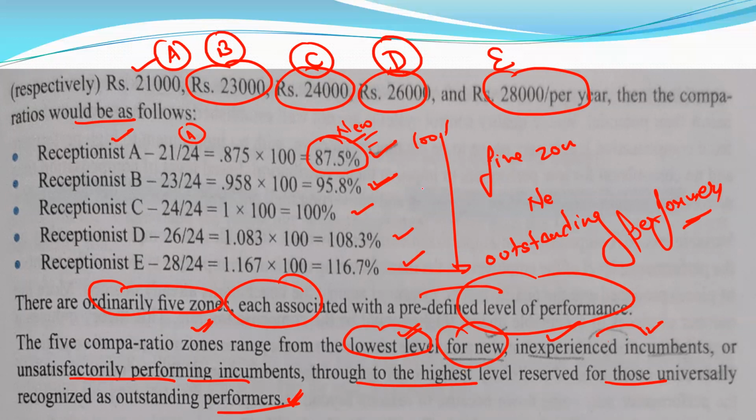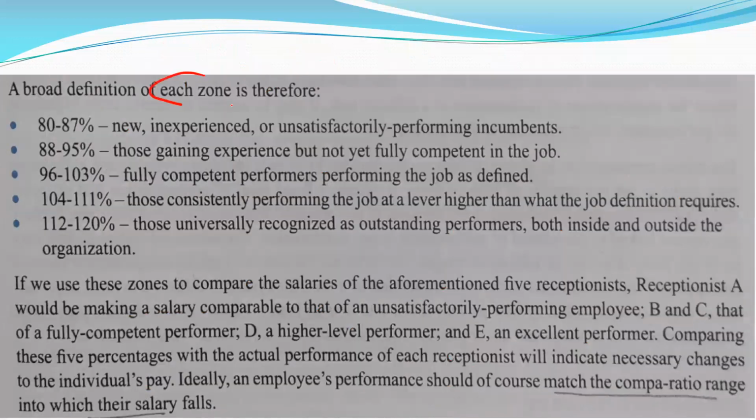So now let's discuss how this ratio is to be divided. A broad definition of each zone: 80 to 87%. If the Compa ratio is between 80 to 87%, then the person is a new, inexperienced, or unsatisfactorily performing incumbent. In every zone there is a gap of 7. The next one is 88 to 95. Clear? 88 plus 7 is 95.